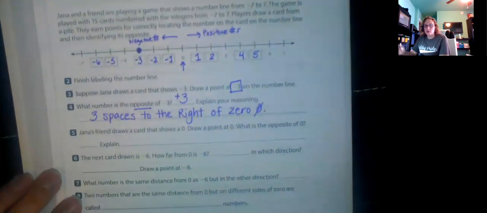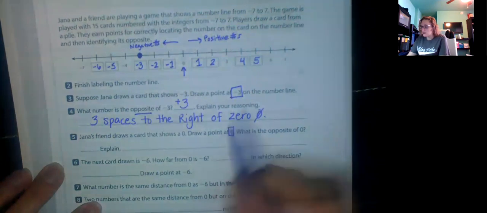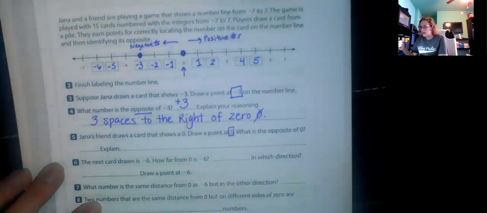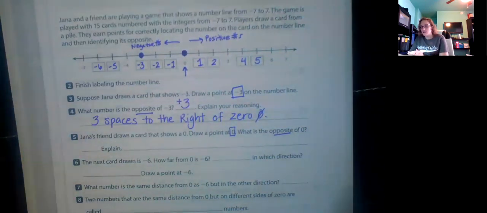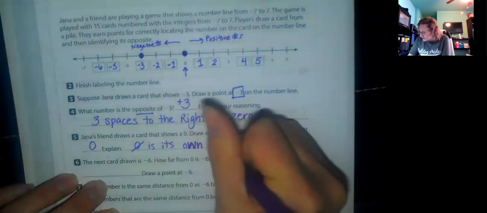Okay? Jana's friend draws a card that shows a 0. Draw a point at 0. What is the opposite of 0? Okay, so again, we locate 0. There it is. And we put a dot because it says to. And then what is the opposite of 0? Well, remember, opposite is talking about the distance from 0. So it's 0 away from 0. So its opposite would be 0. Okay? 0 is its own opposite.